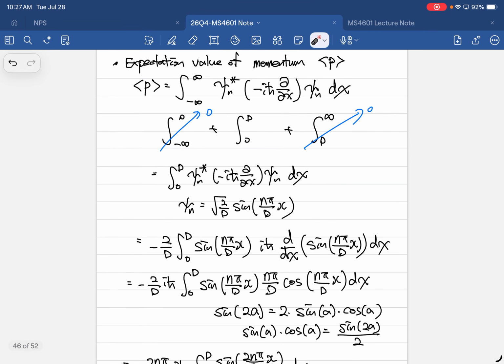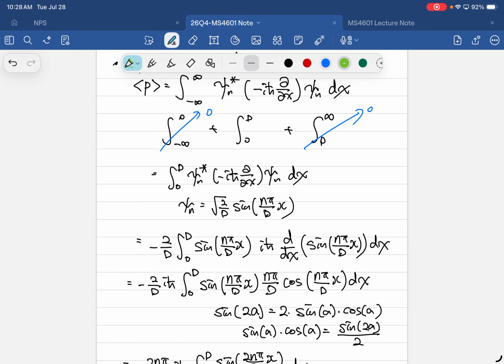If you plug it in, psi n star is anyway all real. This is why it is just square root of 2 over d times sine of n pi x over d. But here, this is minus i h bar ∂/∂x, and this ∂/∂x will act on the next one. Square root of 2 over d is a constant, so it can come out of the derivative, and it will be merged with the square root of 2 over d for this part, and then come out.